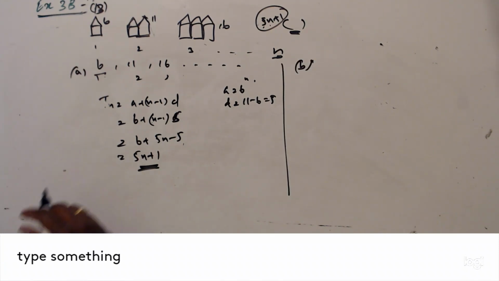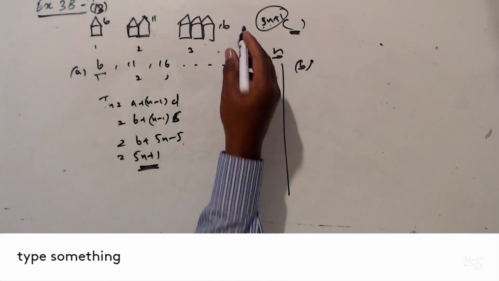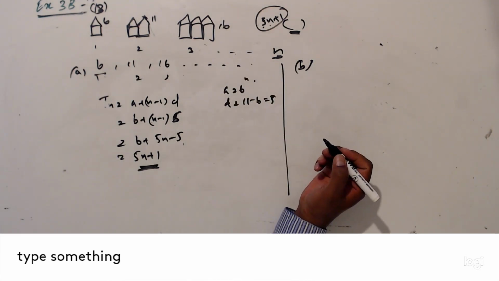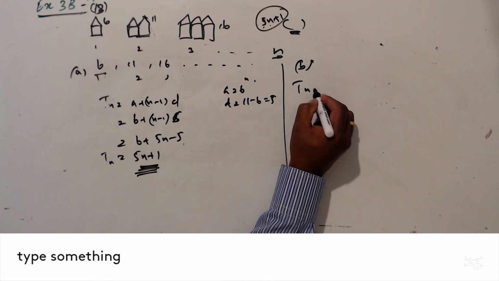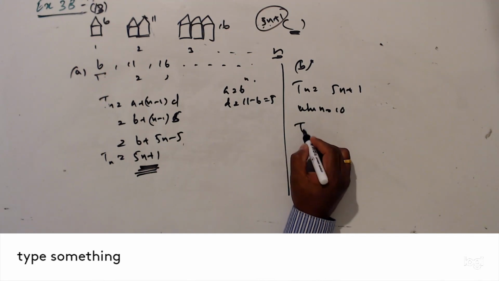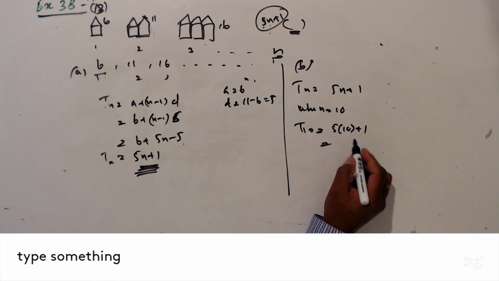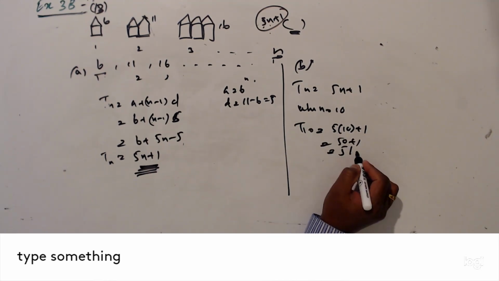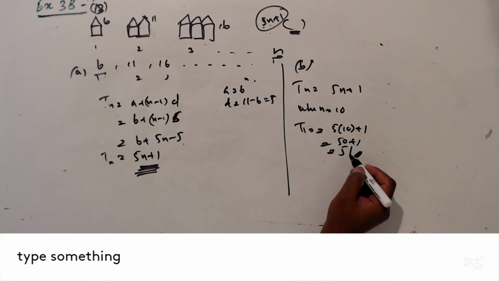Part B, she is continuing like this, and she wants to know how many sticks she needs to make the 10th row. For the nth row, we need 5n plus 1. When n equals 10, T10 is 5 times 10 plus 1, that is 50 plus 1, 51. For the 10th row, she needs 51.